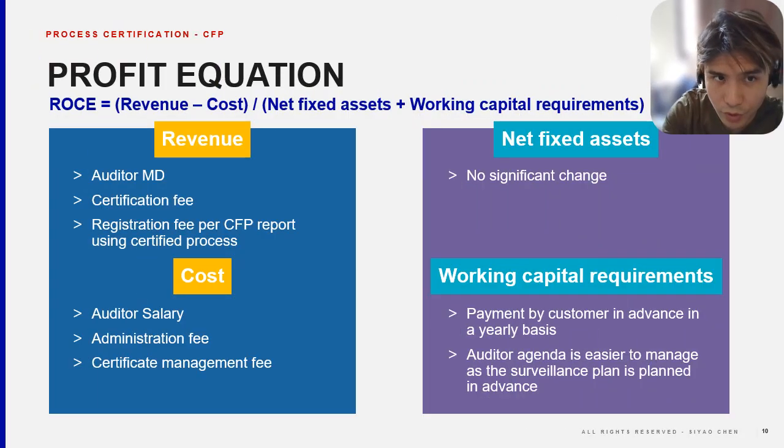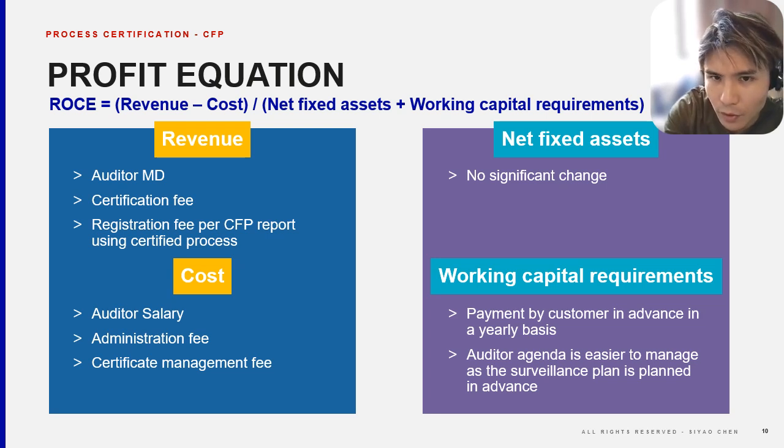And now I'm going to structure our new business model with the profit equation. On the revenue side, we have revenue from auditor's mandate, we have certification fee, we have the registration fee per CFP report under certified process. And for the cost, we have to pay for the auditor's salary, we have an administration fee, and also certificate management fee.